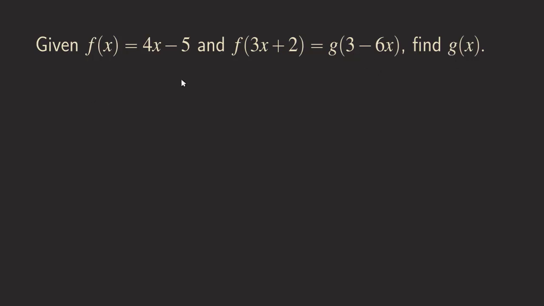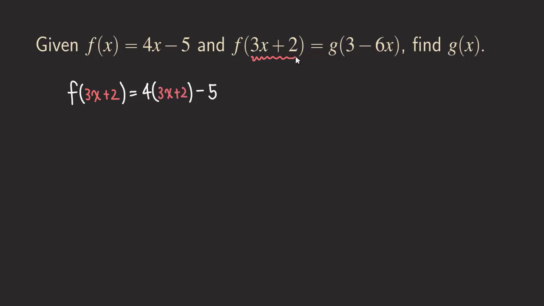So we first plug the 3x plus 2 into the function. We are going to write down the function f first. So we have f of blank, and then 4 times the blank, and then minus 5. So what we do is plug this 3x plus 2 in there.